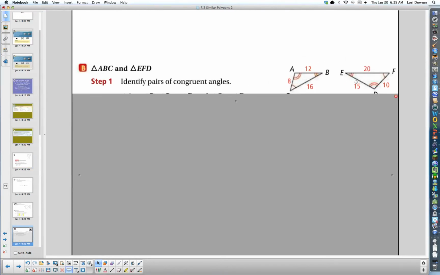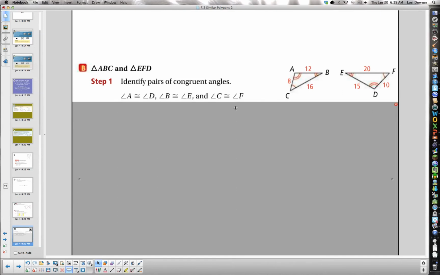Let's look at these two triangles. Let's identify the pairs of congruent angles. So we have A is congruent to D, B congruent to E, and C congruent to F.